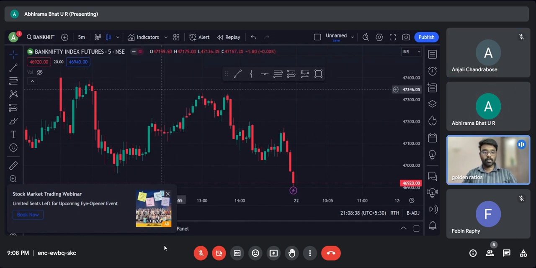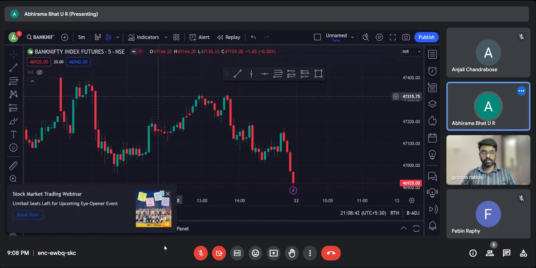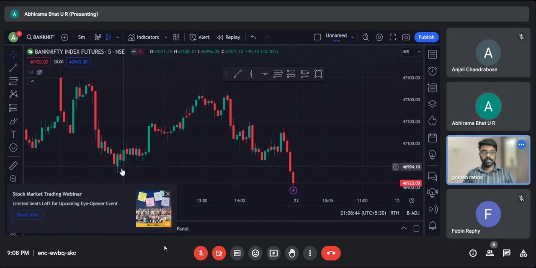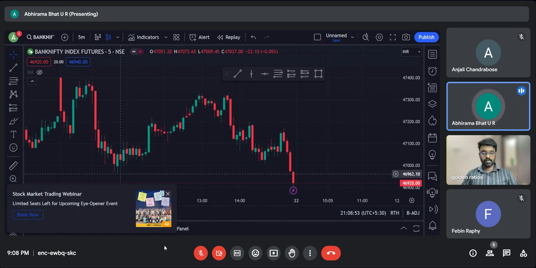So does everyone know what is support and resistance? Have you heard? Support is a lower point from where the market will touch and it may retrace back. Resistance is where from there it may come down, reject back. Okay, yeah. So that is the general idea.